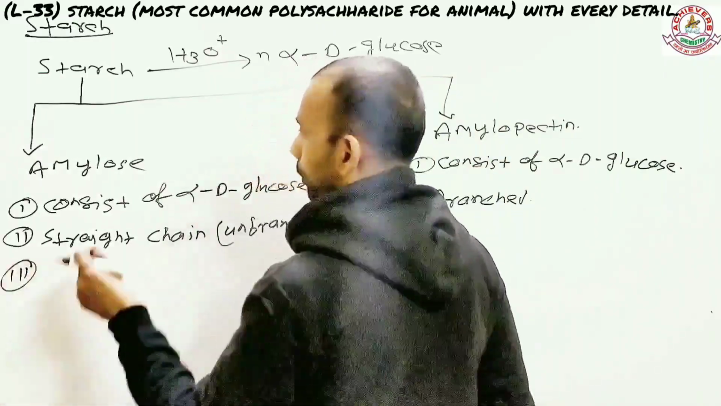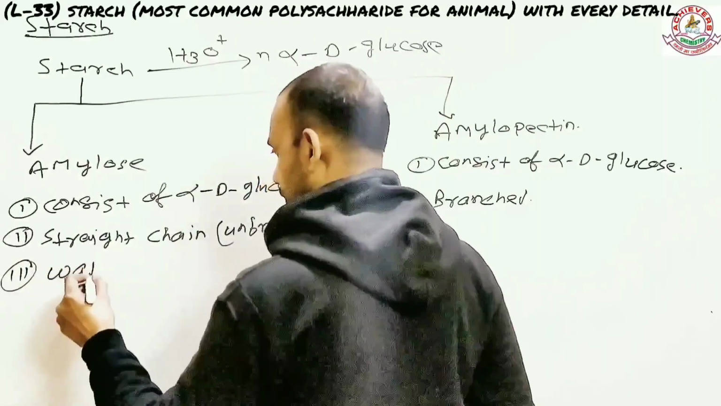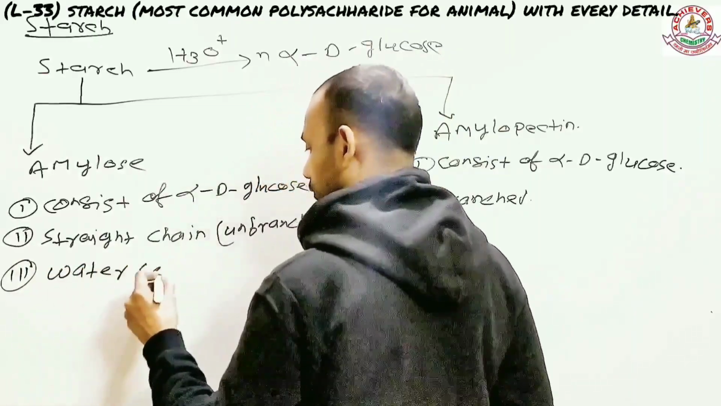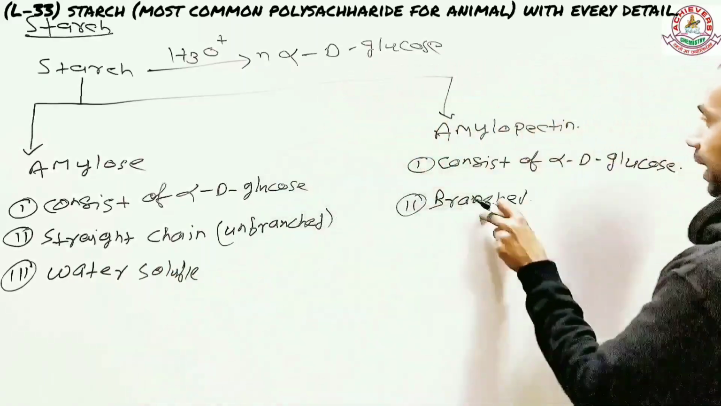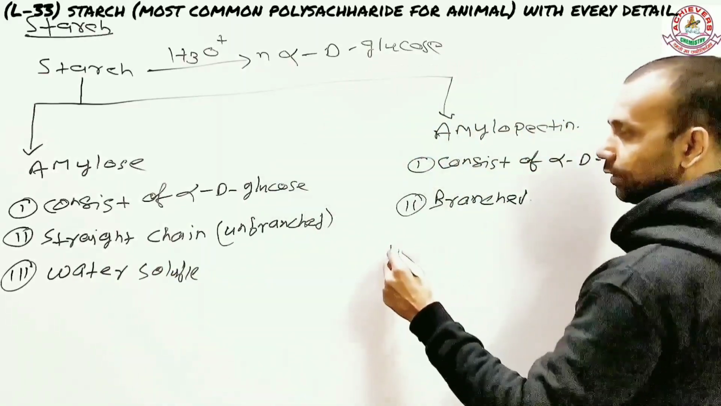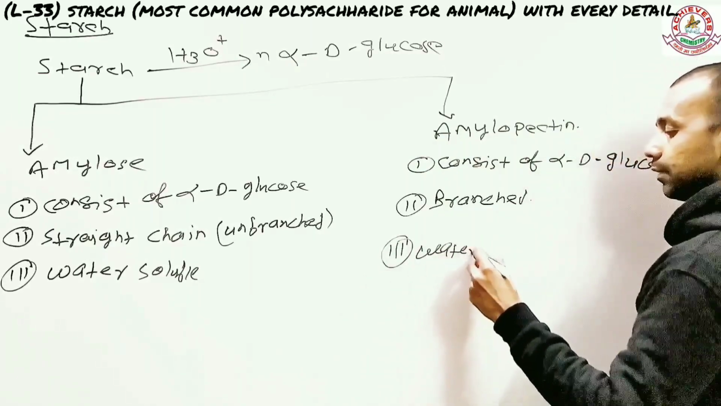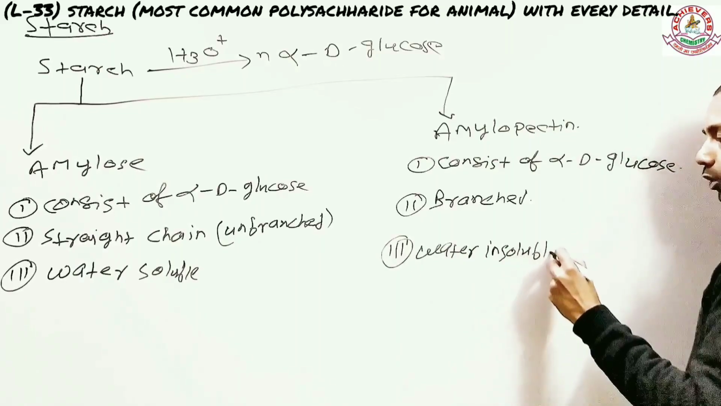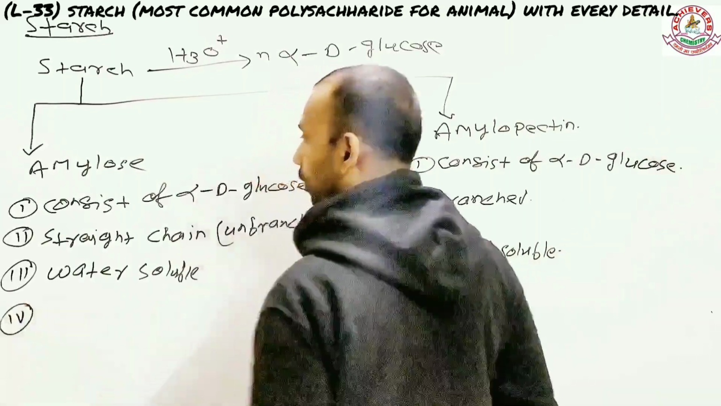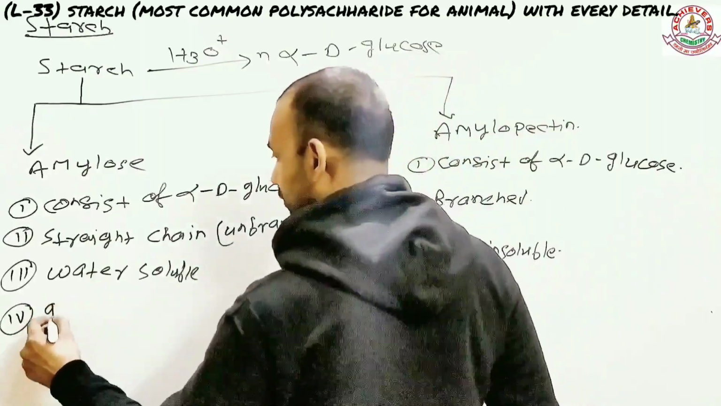Let me finish the third one. The third one is that being a straight chain or unbranched, amylose is water soluble. But amylopectin, being highly branched, is water insoluble, right?